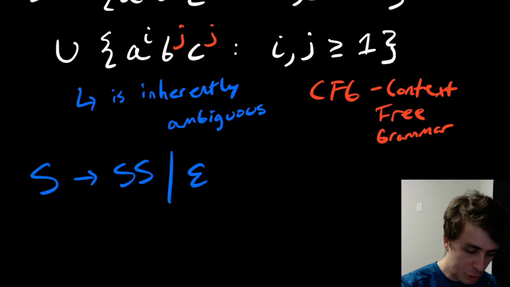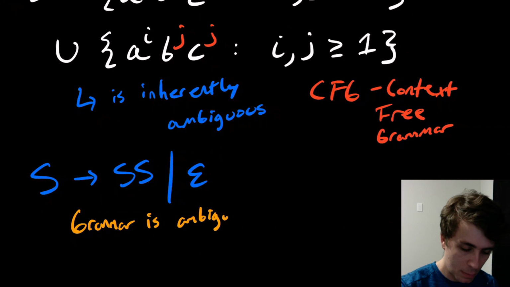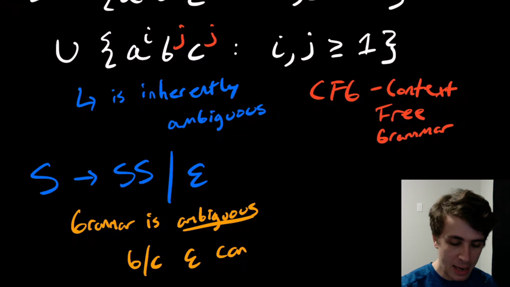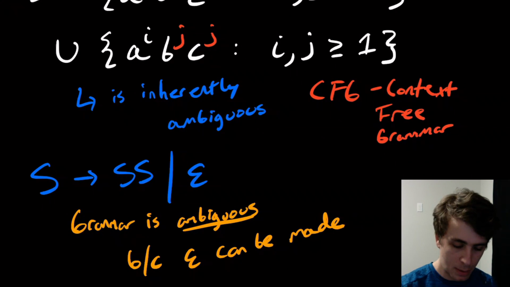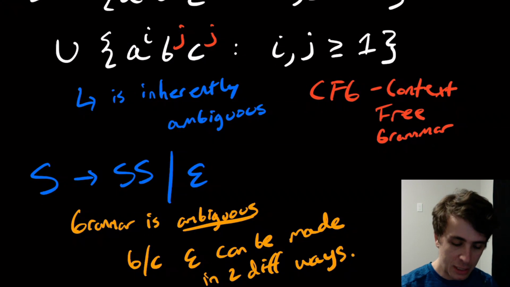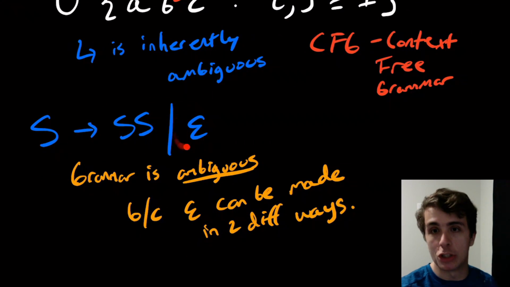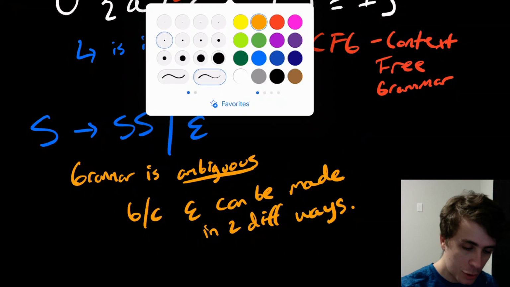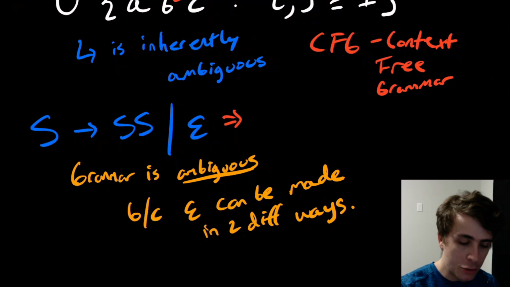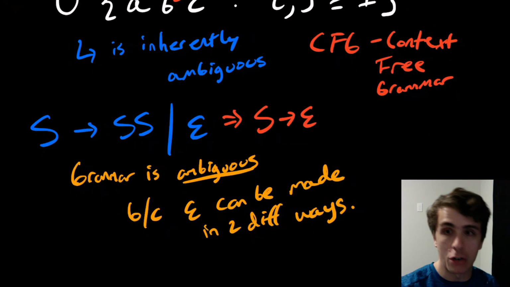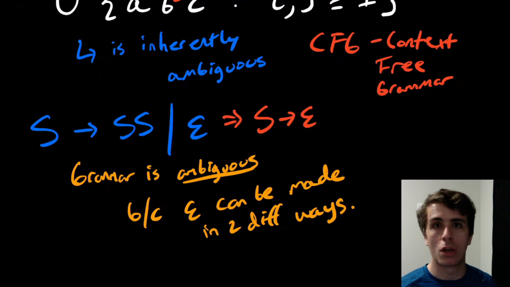So here, this grammar is ambiguous because the empty string can be made in two different ways. Okay, so that's just what ambiguous means. But of course, with this language right here, which is only the empty string, I can only make the empty string with this grammar. So what I could do is just use the simple grammar, which has S generating epsilon, and avoid the SS rule altogether.